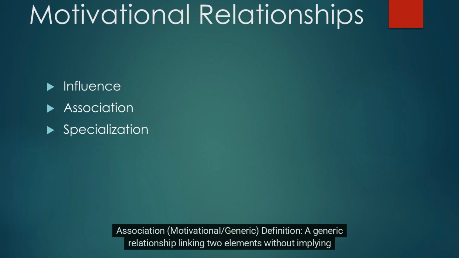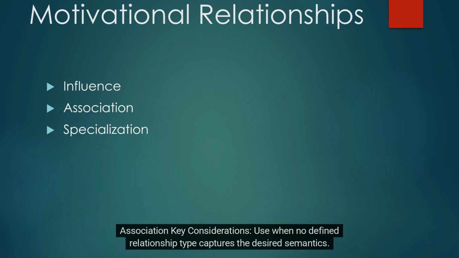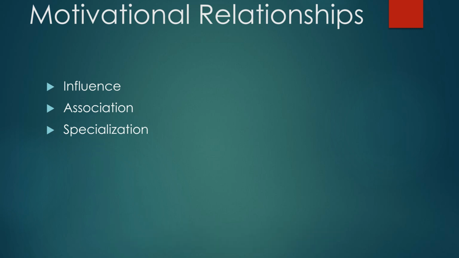Association, motivational generic definition: a generic relationship linking two elements without implying a strong semantic. The motivational layer can also show commentary or annotations. Association example: a stakeholder is associated with a requirement. Association key considerations: used when no defined relationship type captures the desired semantics.